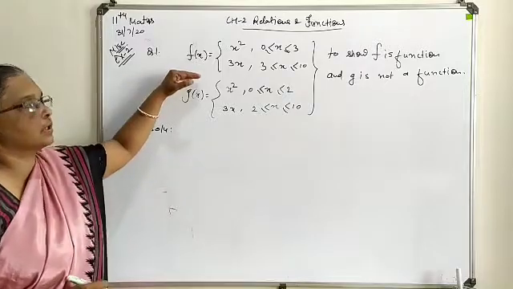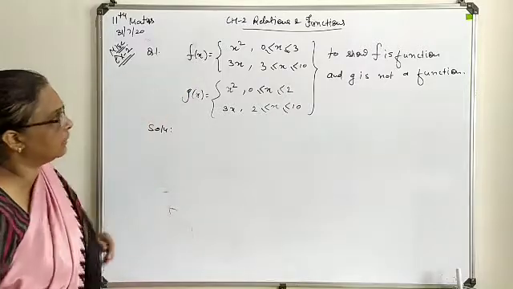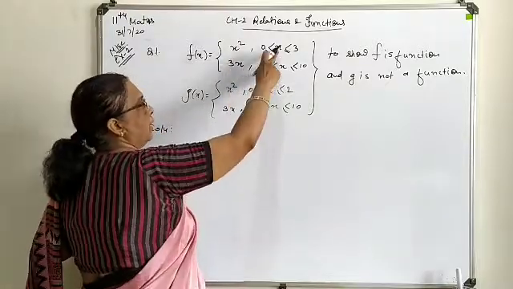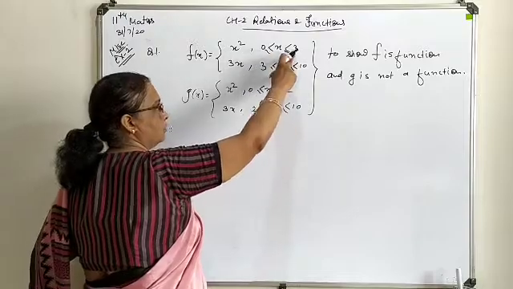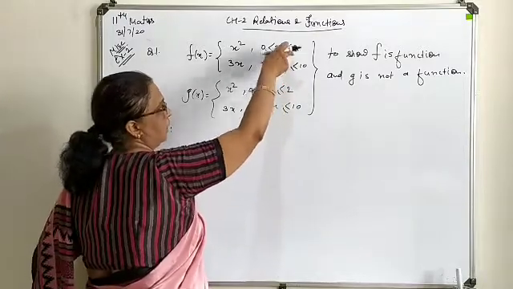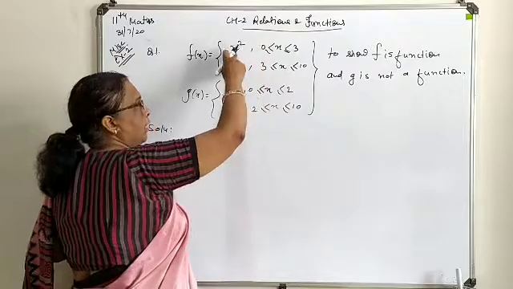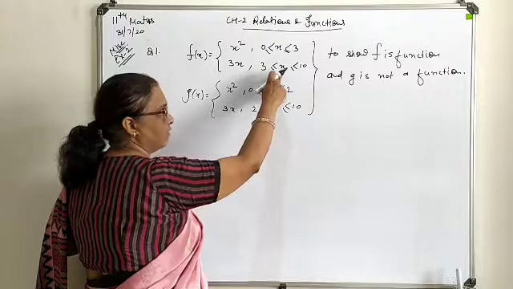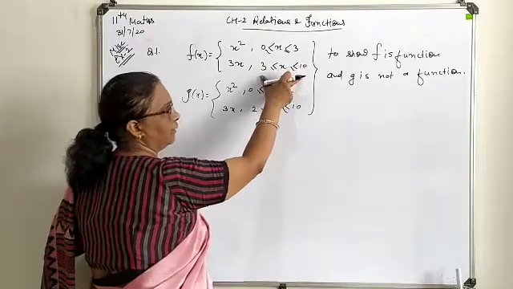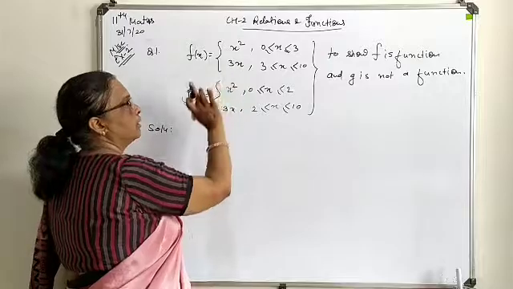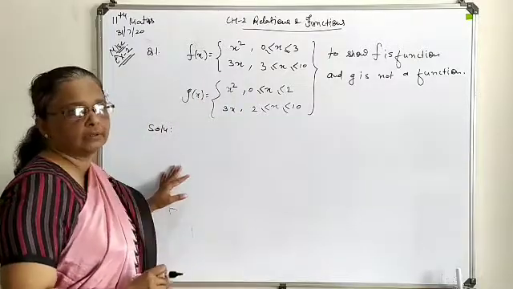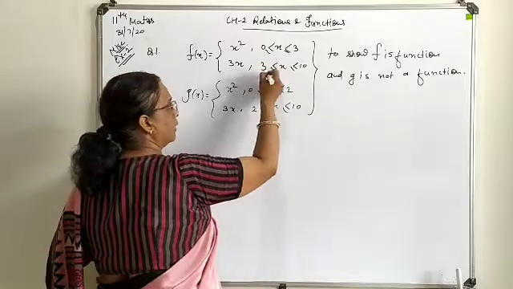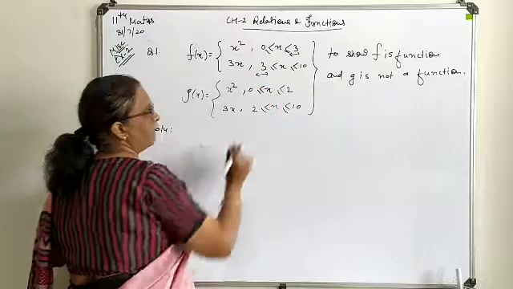So let's discuss the first relation. For x from 0 to 3, including 0 and 3, your relation is x squared. If you select x from 3 to 10, including 3 and 10, your relation is defined as 3x. Here 3 is a common value between these two different ranges.